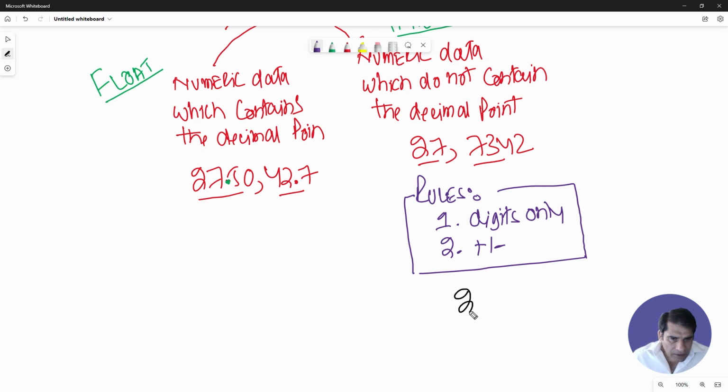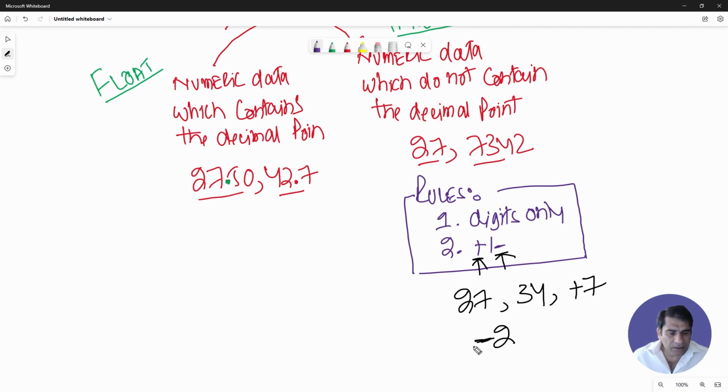For example 27, for example 34, for example plus 7. My friends, this plus and this minus are not the addition and subtraction process. These are the signs, positive and negative data. So for example, today's temperature is -2. This minus is telling us that this data is negative.